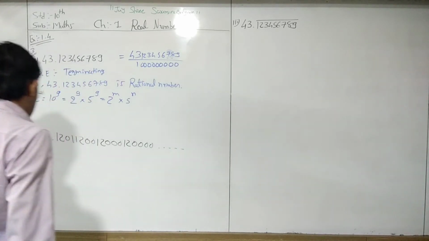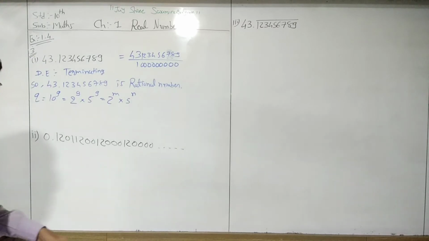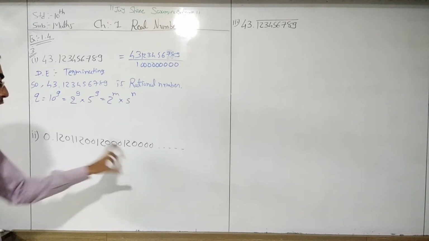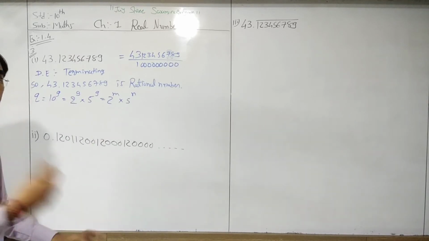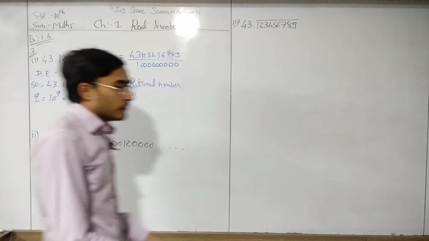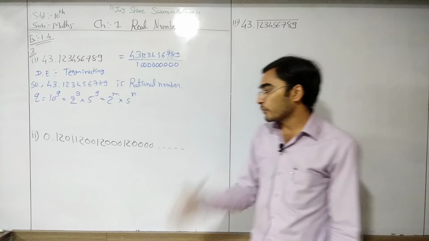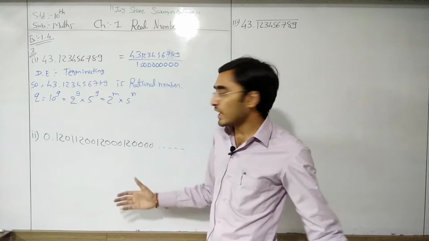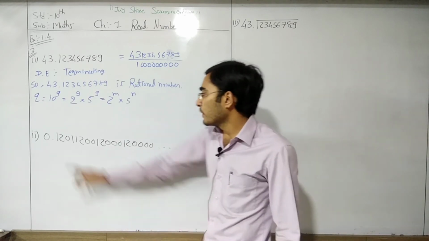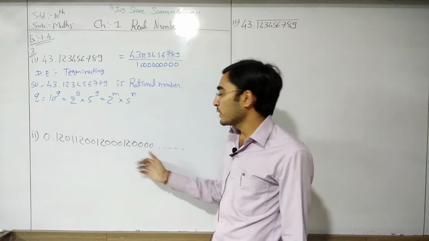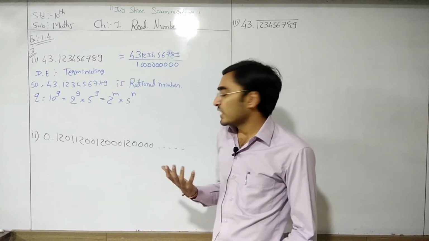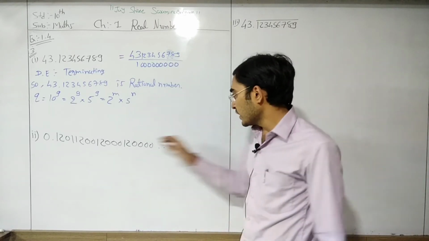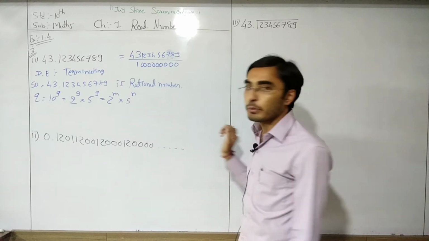Okay. Now after that, question number 2, 0.120112001200012, 4 times 0, after that 12, 5 times 0, 12, 6 times 0. Okay, if we look at this decimal expansion carefully, then here we do not have any repeating digits. Right? Here we do not have any repeating digits. 1, 2, 0, 1, 1, 2, 0, 0, 1, 2, 0, 0, 0, but the digits are not repeating. And dot dot dot means this is continuous, infinite. It goes to an infinite number of digits.